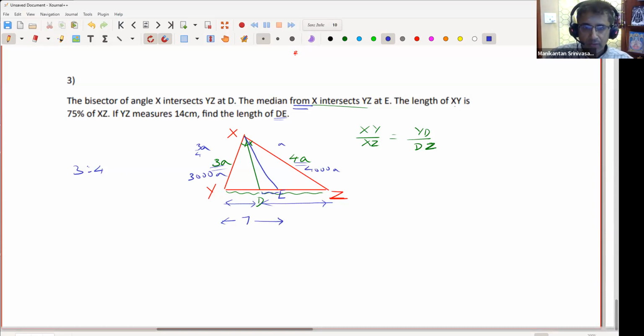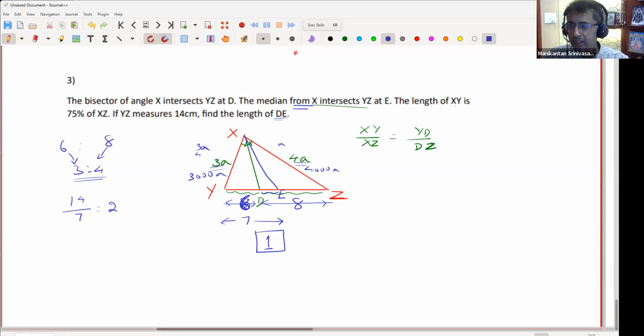Now the same ratio 3:4. The entire base length is 14. So I'll have to split 14 in the ratio 3:4. 3 plus 4 is 7, so each part is 2. So this will correspond to 6, and this will correspond to 8. So this length is 6, and this length is 8. And DE therefore is the difference, which is 1.